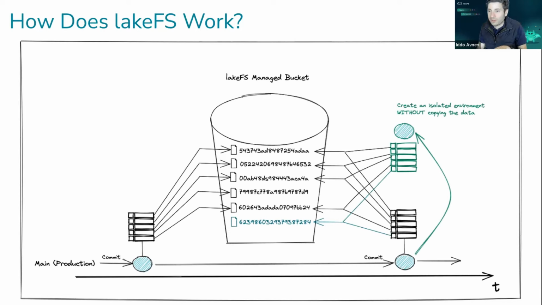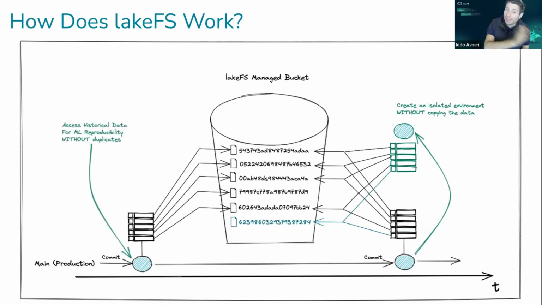By the way, in two dimensions. One dimension is that now you can have 50 testing environments without copying them, and the other dimension is you can go back to historical data without creating multiple copies of the same files over and over again, because by nature in data lakes, you have a lot of static files and a smaller subset of files that are added and removed on a regular basis.